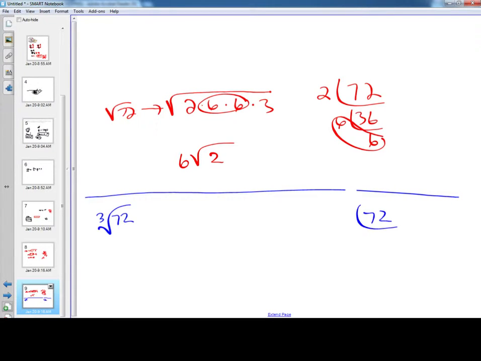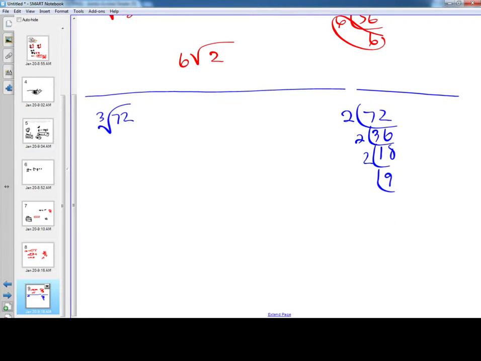So 72. I can divide by 2. That would give me 36. I can divide by 2. That would give me 18. Divide by 2, that would give me 9. Divide by 3, that would give me 3. So in this case, because it's the cube root, I'm not circling pairs anymore. This time I would be circling in 3s. Because it's a cube root, 2 would come outside, and I would have 2 radical 9.